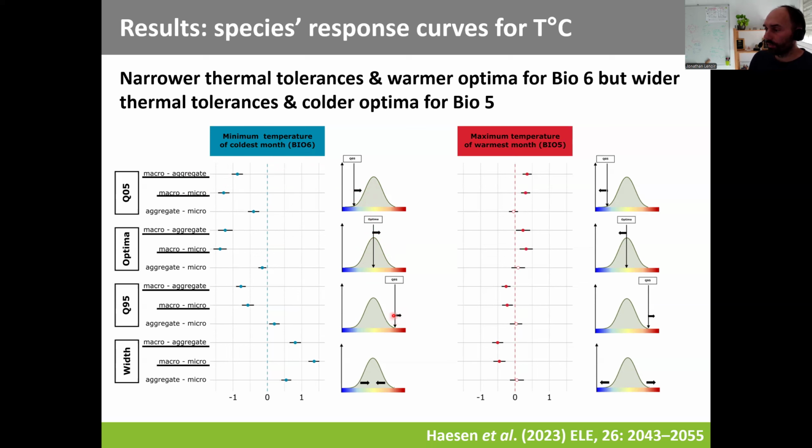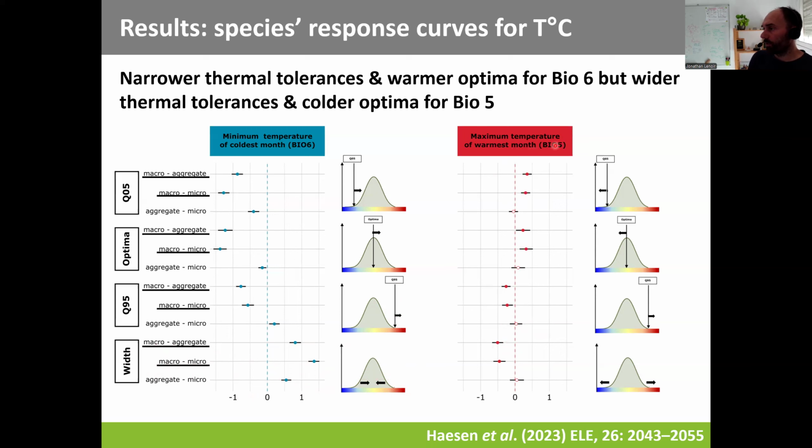And also for the maximum thermal limit, we have a shift toward higher values. But when we look at the width, so the thermal niche width in temperature, it's narrower with the microclimatic layers compared to macroclimatic condition used in SDMs.